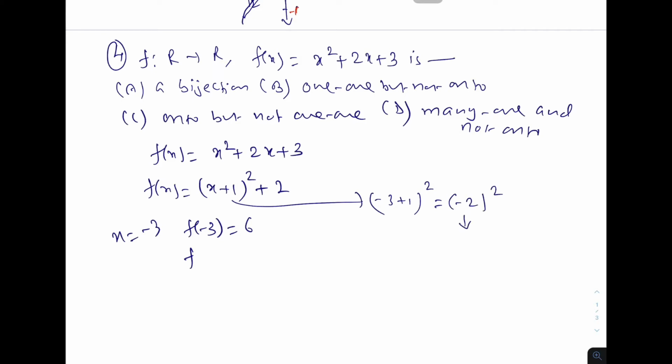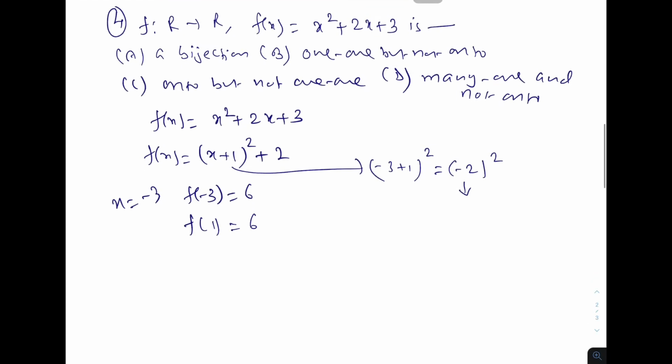So you can have another value of x where we are having the same value. Even if we take x to be equal to 1, that is also 6. That means f of minus 3 equal to f of 1, and you know minus 3 is not equal to 1. So what does it mean? f is not 1-1.